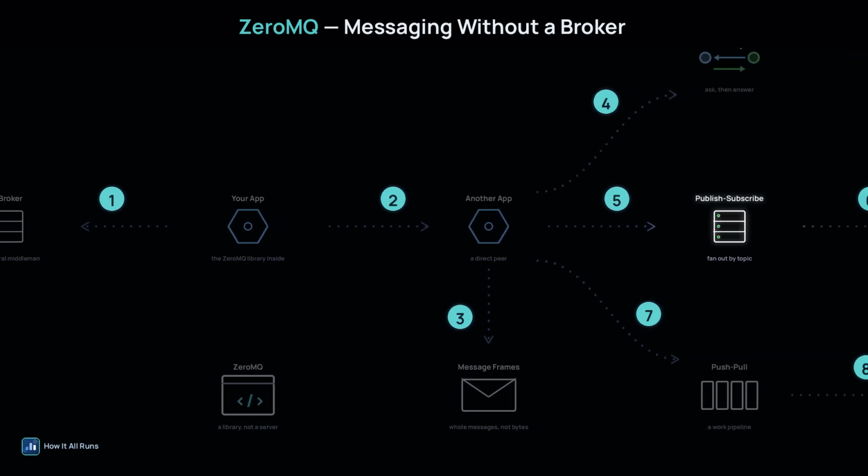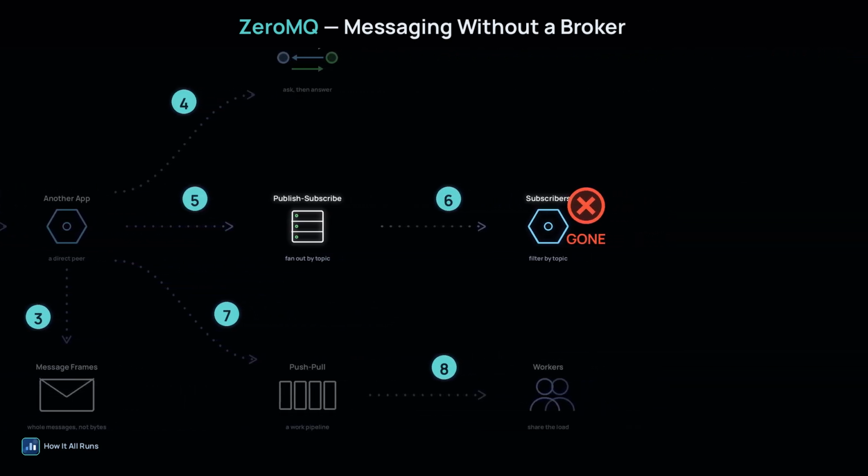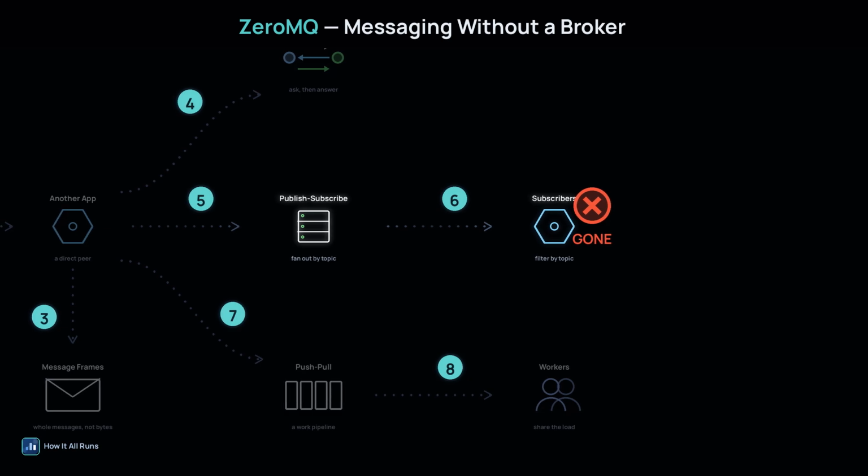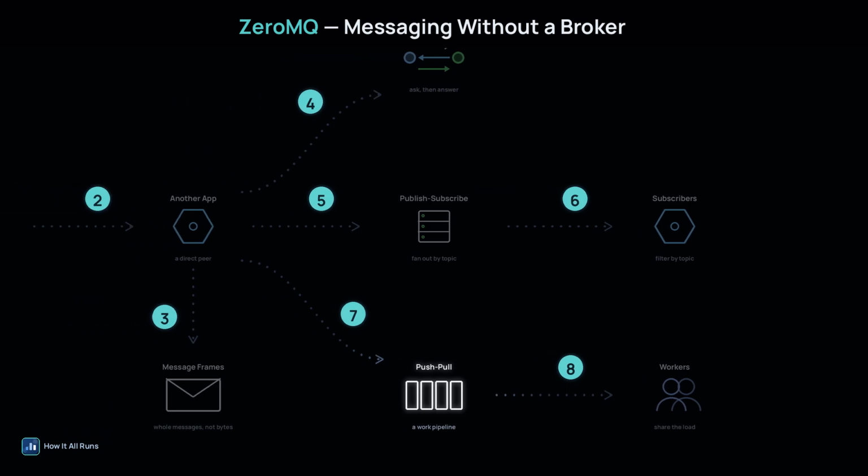Now the honest trade-offs, and they matter. With no broker, there is no central place that stores messages. If a subscriber is down when a message is published, that message is simply gone, no durable queue unless you build one. Delivery is best effort by default, and back pressure is yours to reason about. Each socket has a high water mark, how many messages may queue before ZeroMQ starts blocking or dropping. You decide what happens when it fills.